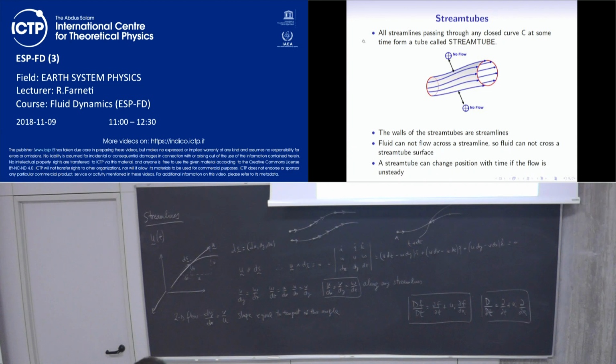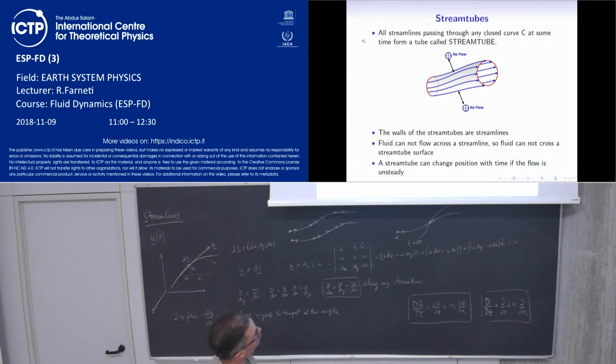Okay, but we use streamlines. So what is a stream tube now? Instead of thinking of a two-dimensional flow, now you're thinking of a three-dimensional flow. Think of a pipe. So all streamlines passing through a closed curve C, which is that red circle, for example, form a stream tube. So all those blue streamlines form a stream tube passing through a closed curve C.